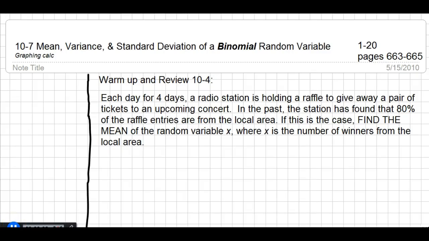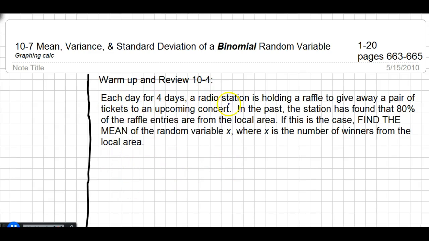This lesson is for FST, lesson 10.7 on mean, variance, and standard deviation of a binomial random variable. We talked about the mean of random variables back in lesson 10.4, so we're going to review that first.